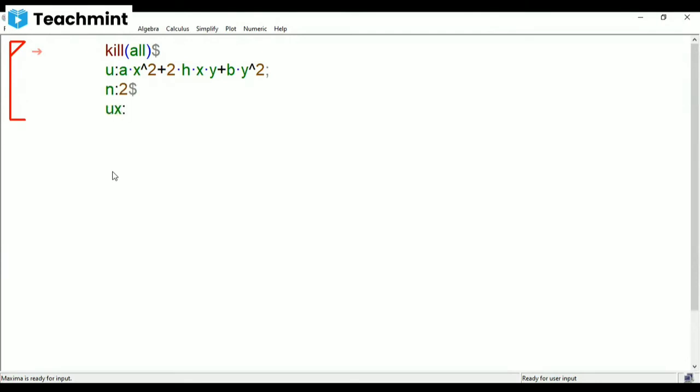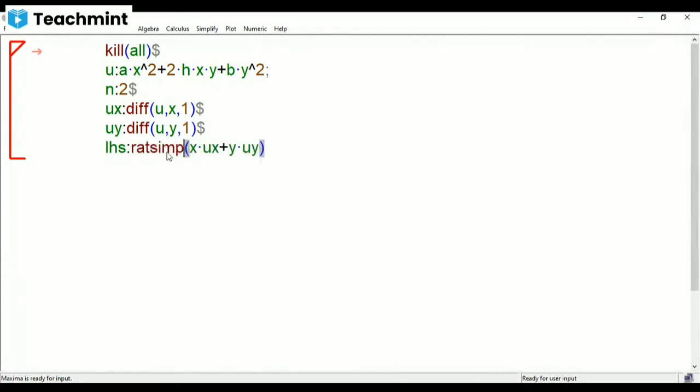Then what is the derivative of u with respect to x? Differentiate u with respect to x one time. That gives you the derivative. Then uy, differentiate u with respect to y one time. Then let us find out the left hand side. What is that left hand side? x into dou u by dou x plus y into dou u by dou y. Sometimes it's good to use rational simplification. If it is not trigonometric, you can use rational simplification.